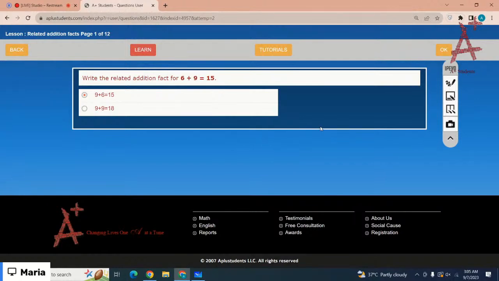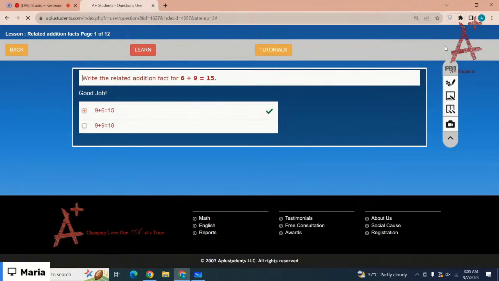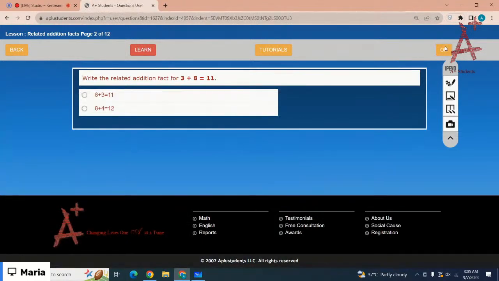If you already know the answers, you can please write down the answers in the chat box, right? Write the related addition fact for 3 plus 8 equals 11. So which is the correct option? Option 1 or option 2? Option number 1 is the correct option. Either you do 3 plus 8 or you do 8 plus 3. They both have the same answer, 11. The numbers must be the same, just their positions are changed, right?